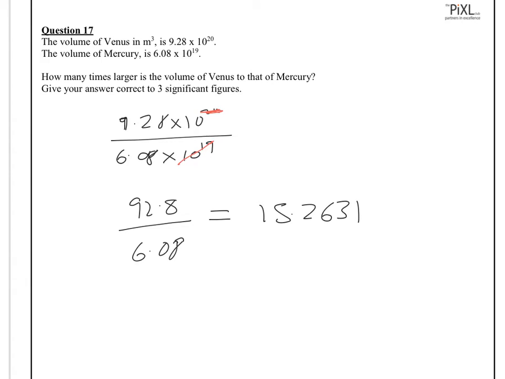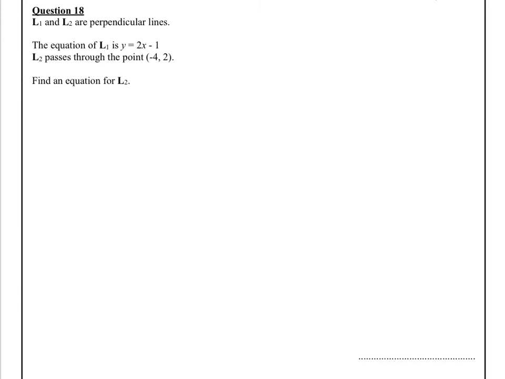15.2631. And we want it to 3 significant figures, so I'm going to look at the third figure, assess this one here, is that 5 or more? If so, I'm going to round it up. It is 5 or more, it's 6, so this 2 is going to become a 3, so it's 15.3 to 3 significant figures.